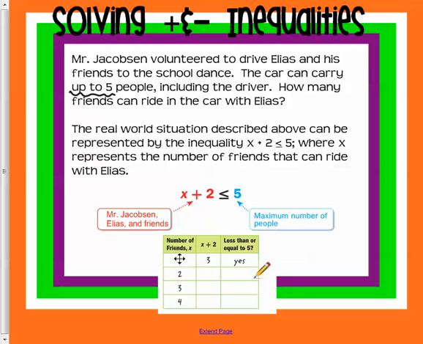So if we look here, and they have 1 friend, and we plug it in, 1 plus 2 equals 3, so it works. If we put 2 in, there would be 4, so again that works. If we put 3 in, there would be 5. Even though 5 is not less than 5, the equal to sign means that it does work because it can be equal to 5. If we put in 4, we're going to get 6. 6 is not less than or equal to 5, so this is where our answer starts becoming no. So these 3 work, but this one does not.